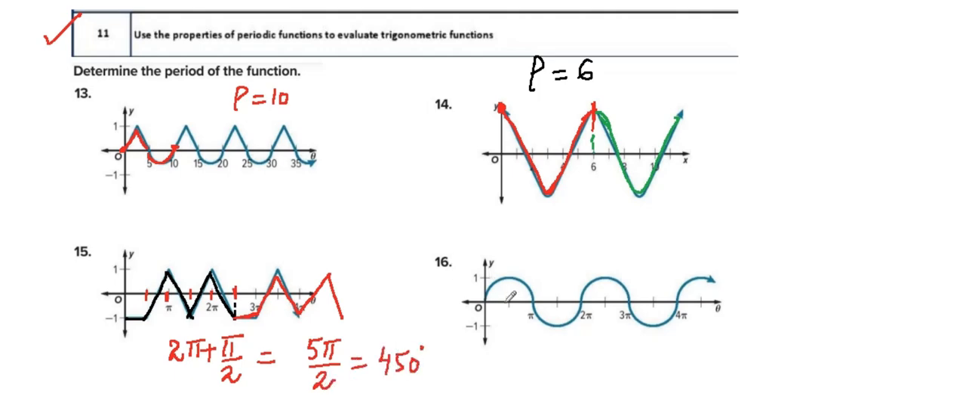Similarly, this goes up and down, and after that the repetition is there. This is repeated at 2 pi, so the period is 2 pi here. Here the period is 5 pi by 2, or 450, and here the period is 2 pi. So this is an easy question. Question number 11.